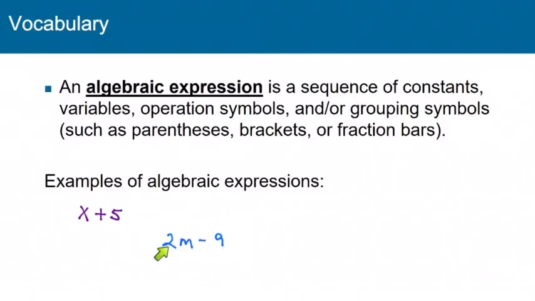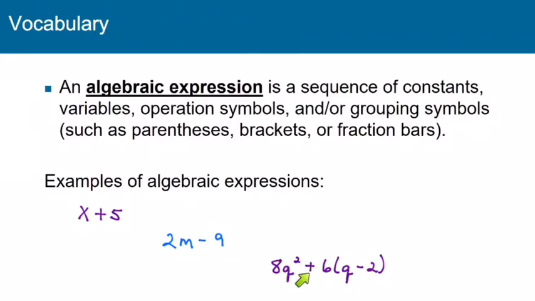This one says 2m minus 9. So this is saying take some unknown number, multiply it by 2, and then subtract 9 from that product. And then here's a little more complicated one.